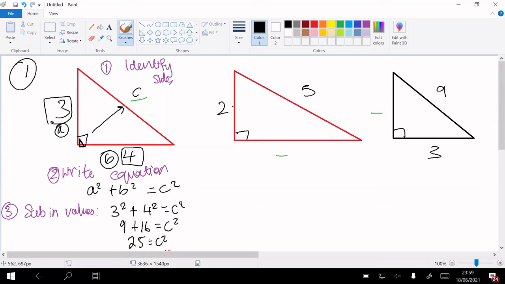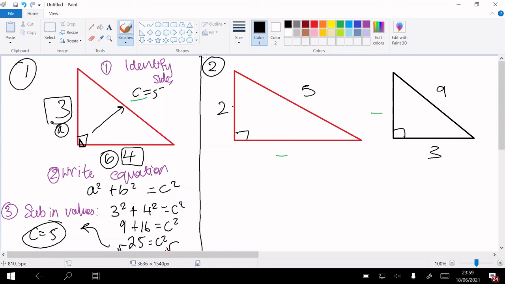But are we done with this question? No, we are not, because we haven't found C yet. We found C squared. So to find C, I square root both sides, which should give me C is equal to 5. Perfect. So that means C is equal to 5. And we are done with the first scenario. So now let's move on to the second scenario.